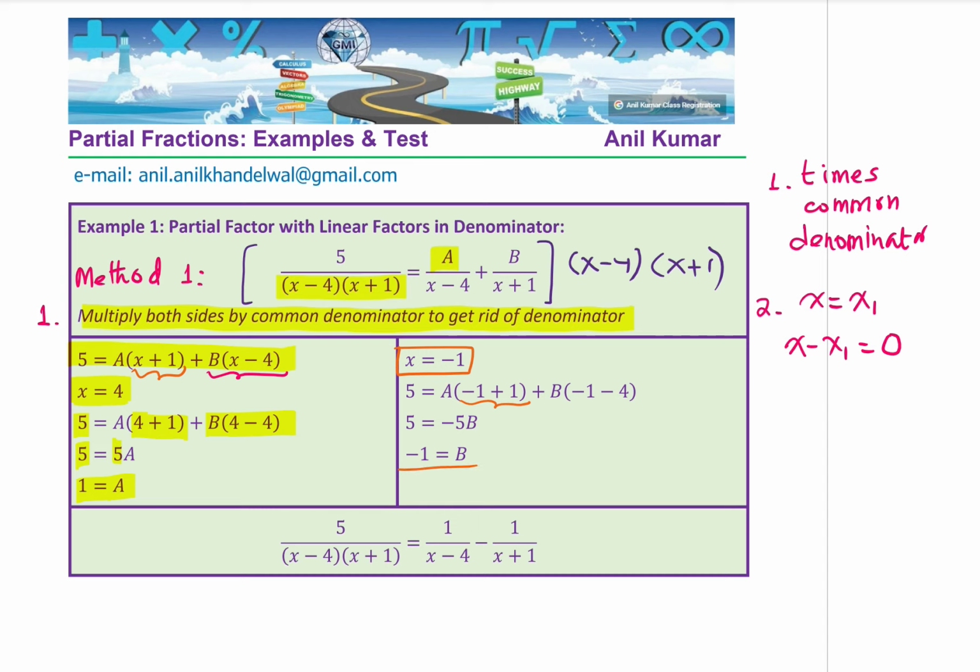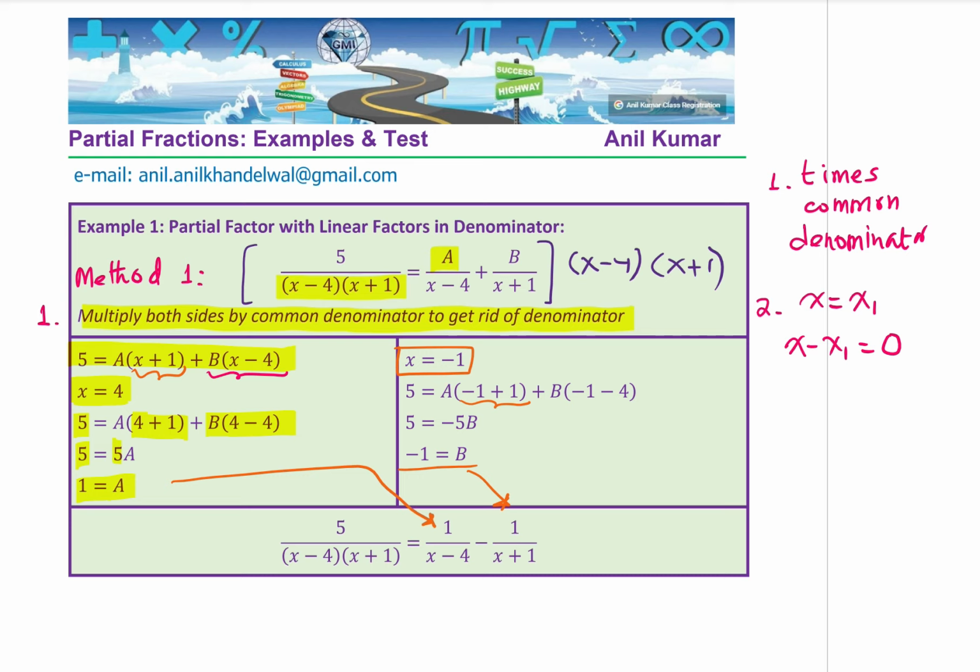Substituting the values of a and b in the equation, we get the partial fractions for the rational function 5 over x minus 4 times x plus 1. So I hope this is absolutely clear, right?